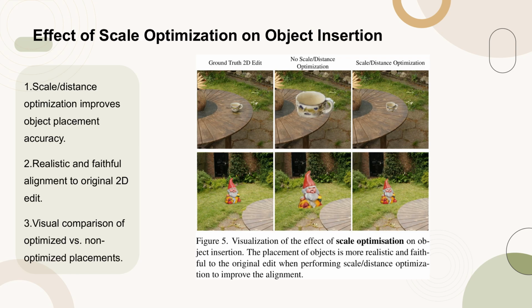Figure 5 illustrates the impact of scale optimization on object insertion within a scene. The figure demonstrates that without optimization, the object's placement can be inaccurate and unrealistic. However, with the proposed scale/distance optimization, the object's placement becomes more realistic and closely aligns with the original 2D edit. This optimization step is crucial for achieving a faithful and accurate representation of the object within the scene.